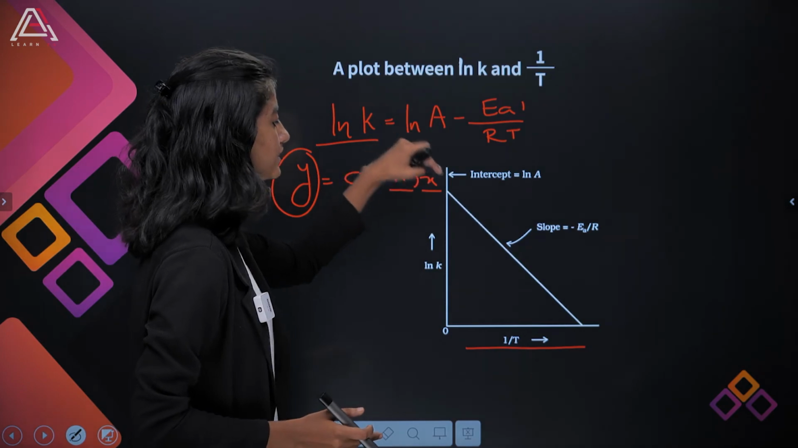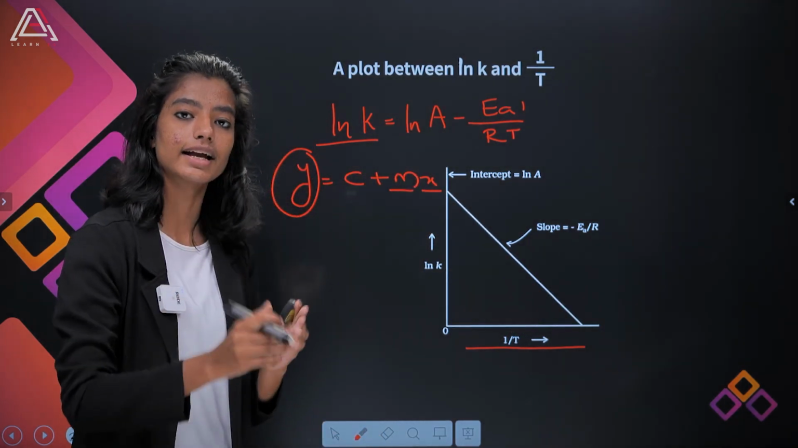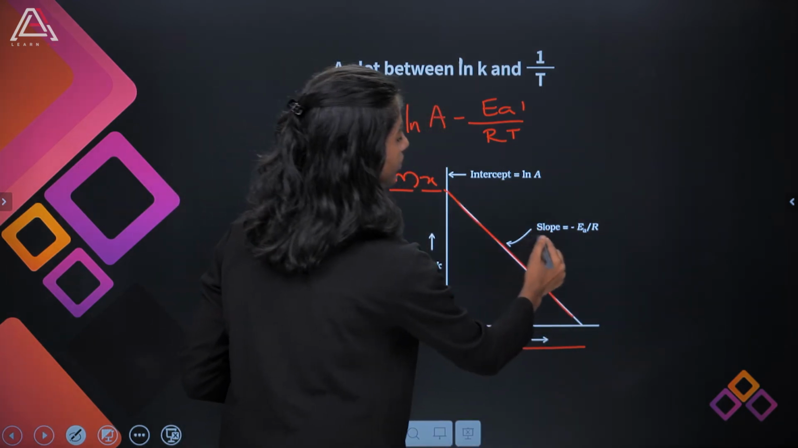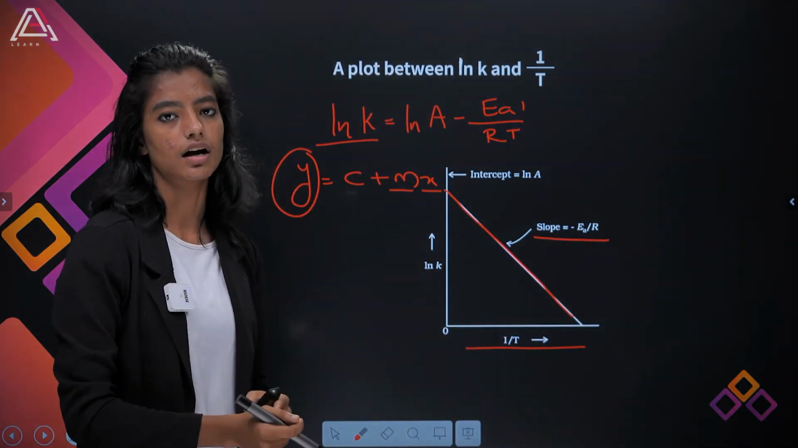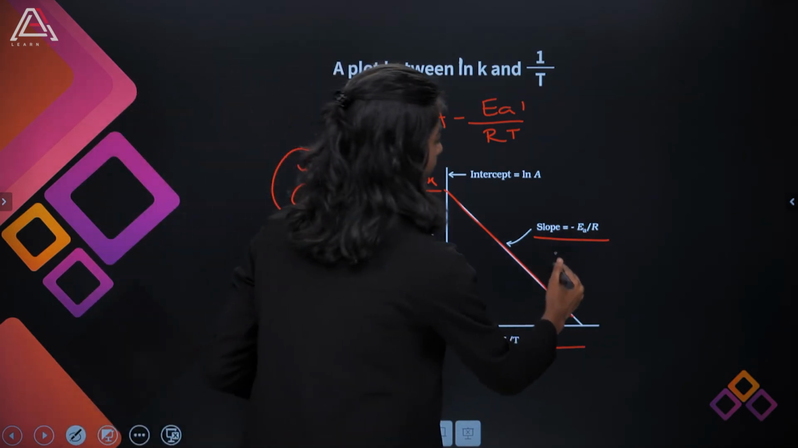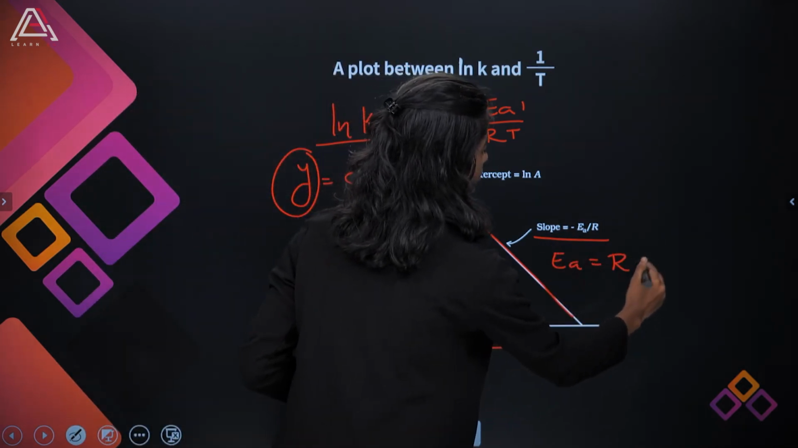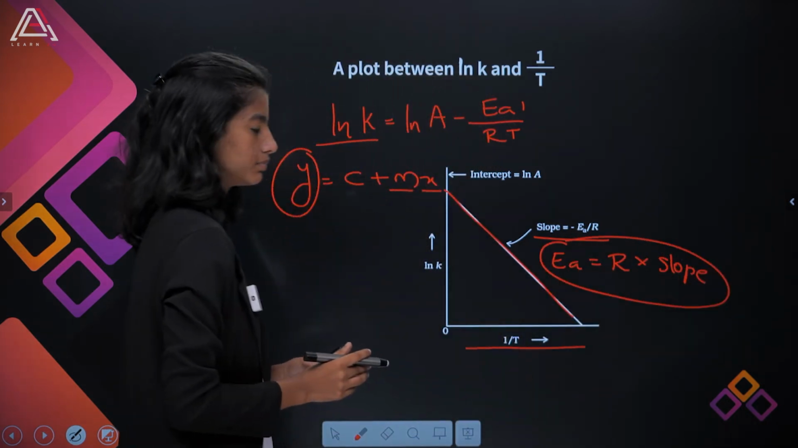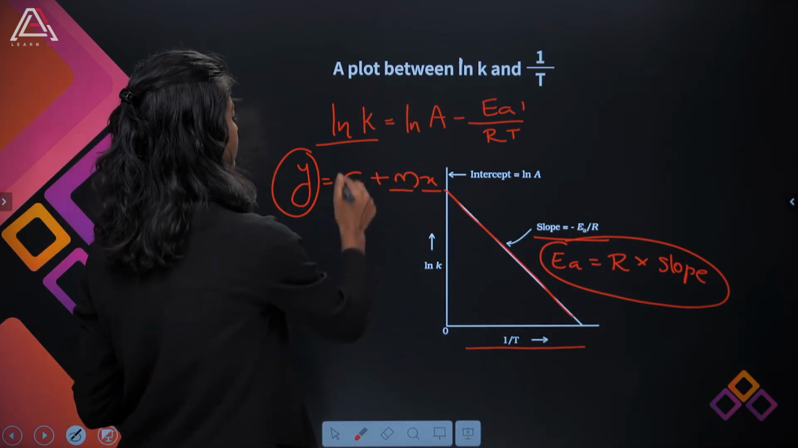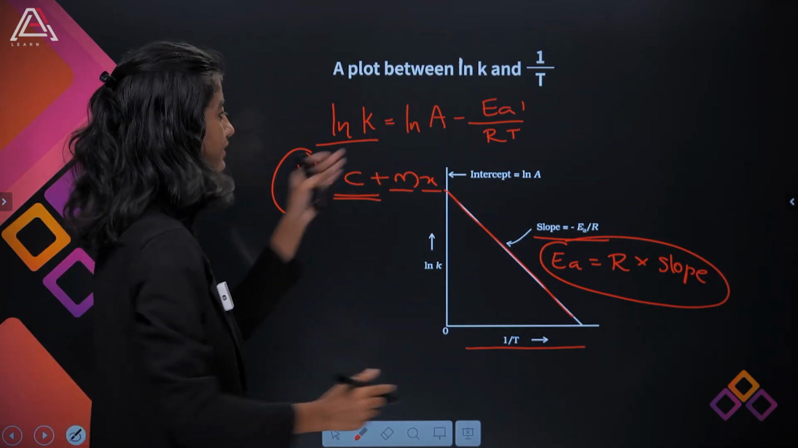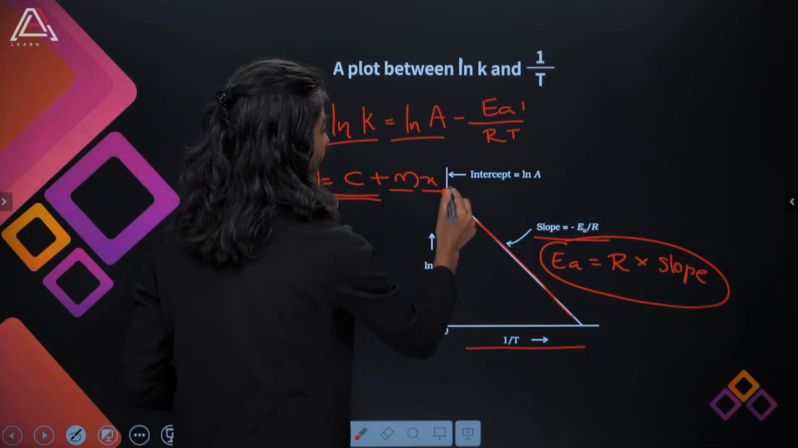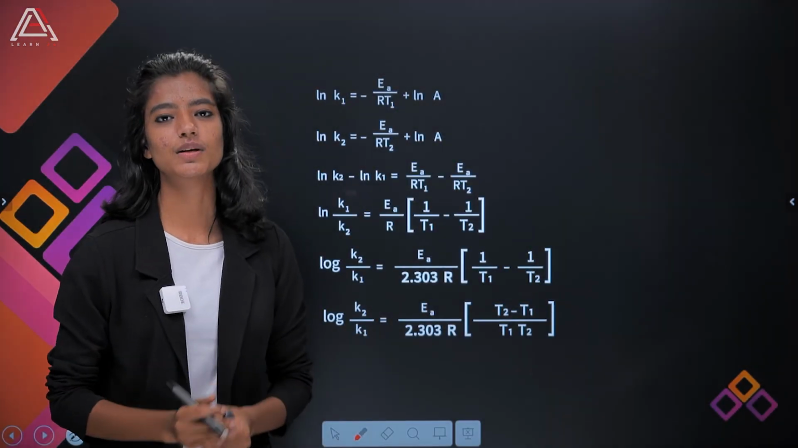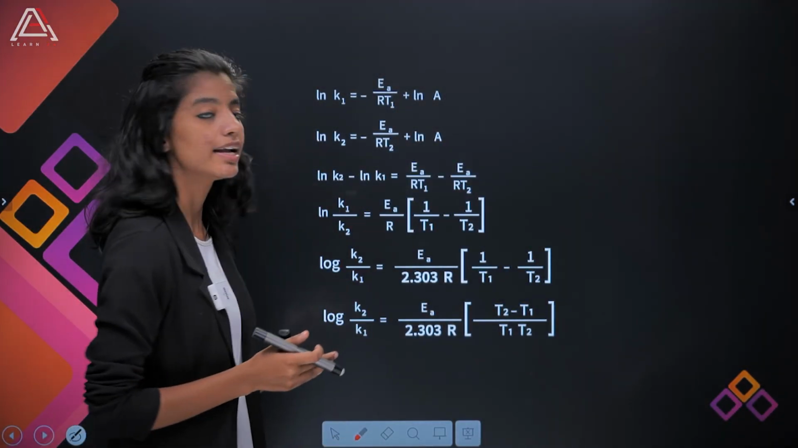So we can draw the straight line downwards, since it is a negative slope, and the slope will be minus Ea by R. Ea will be equal to R into slope, so you can determine Ea by using this slope. Now, what is c? c is the y-intercept, it is ln A. Clear with the graph?